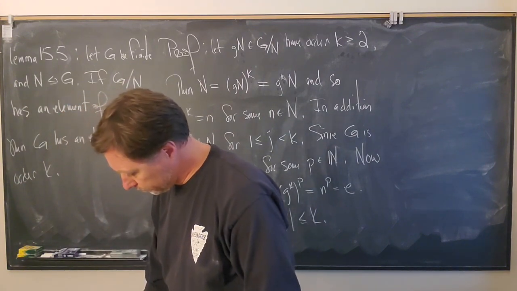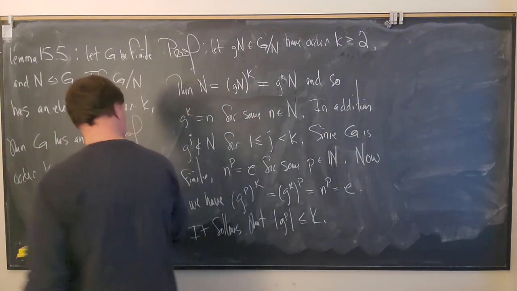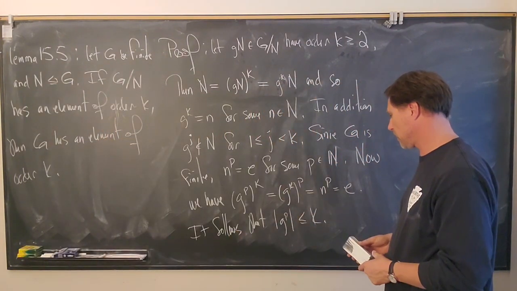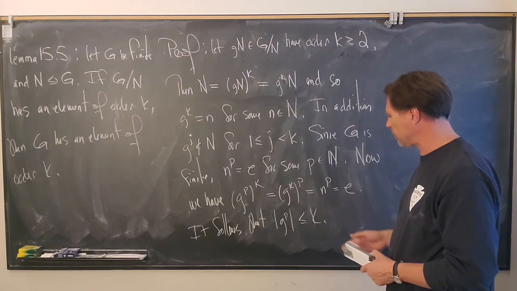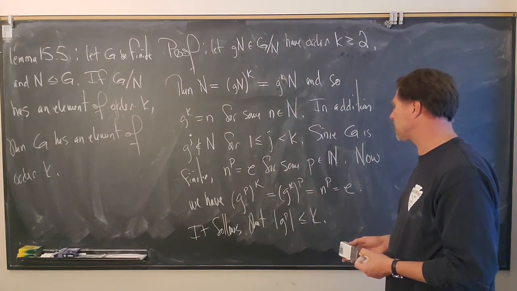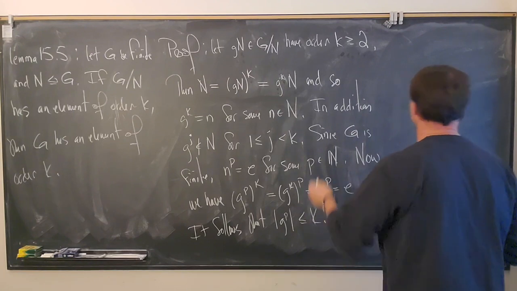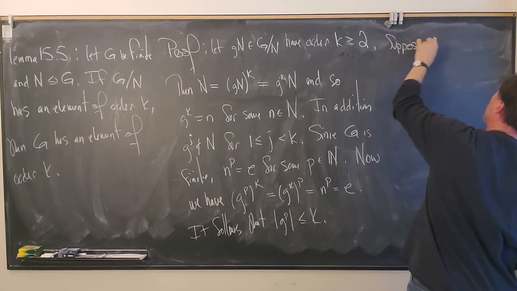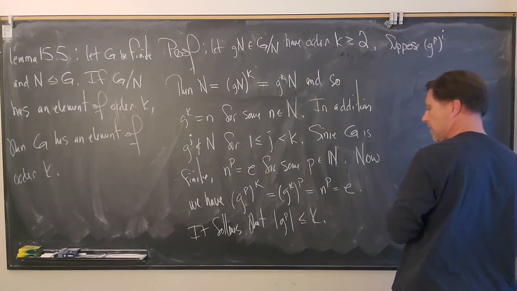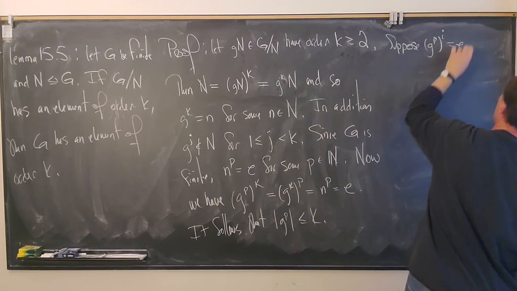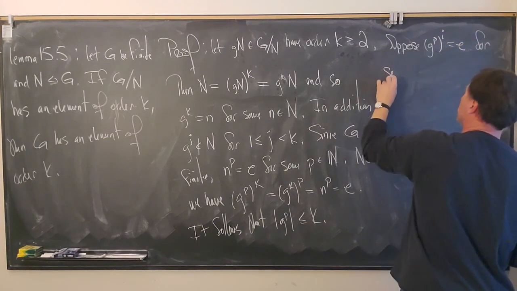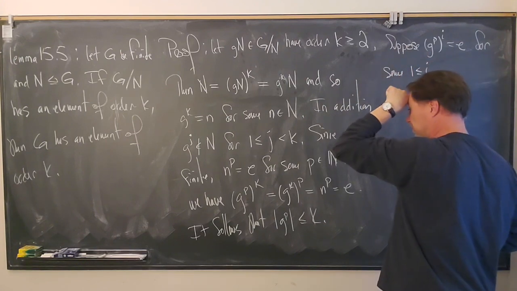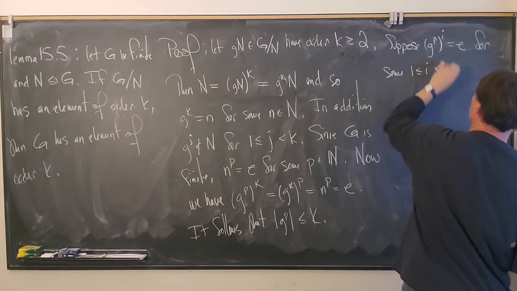So now what we want to do is actually show that g to the p does have order k. And so we're going to say, all right, what if g to the p raised to some smaller number, let's say little i, is equal to the identity? So suppose g to the p raised to the i is equal to the identity for some i strictly less than k.